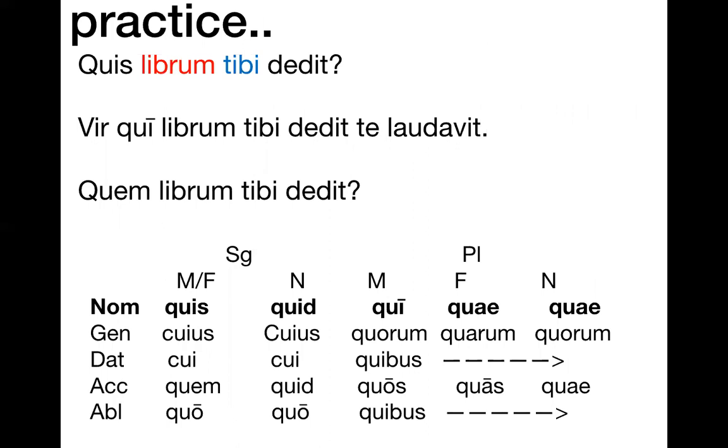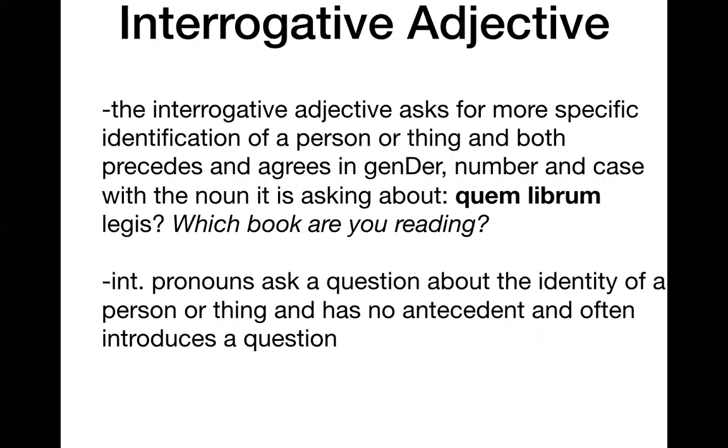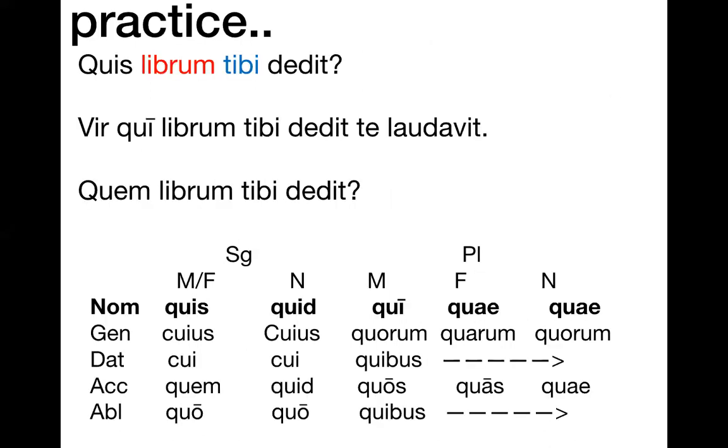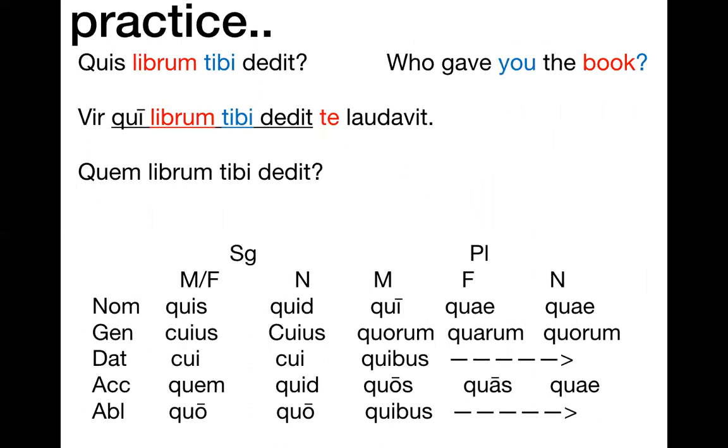What would quis librum tibi dedit be? Different than that example, quem librum legis. Not which book, but, well, actually, let's see. It's going to be who gave you the book, because it's not agreeing with librum. That would be like quem librum, because librum is accusative here, so it would have to be quem, accusative.